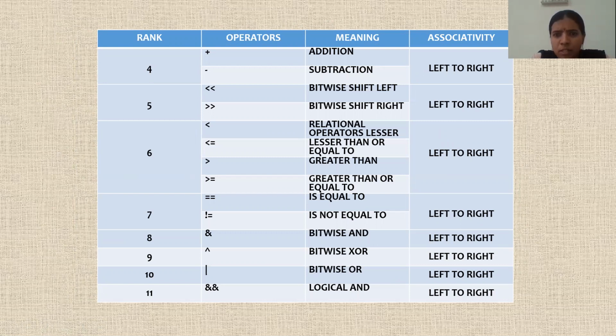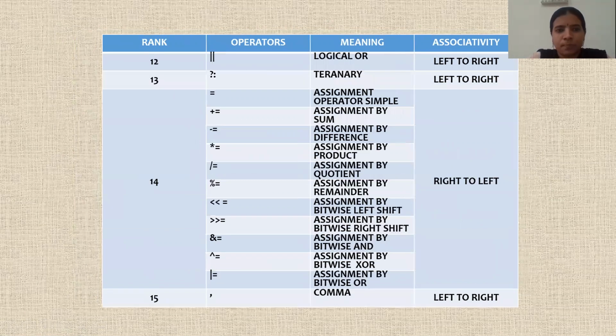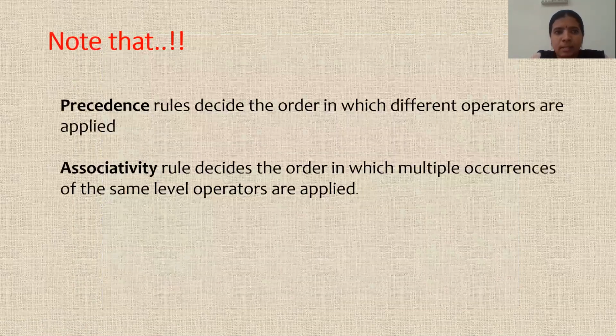I told you a question before. Suppose 2 + 3 > 5 comes, what do you do? Plus is rank 4 and greater than is rank 6. So therefore rank 4 is more powerful. So therefore you will evaluate 2 + 3 first and then compare with 5. That's how it works. So this is about the 15 rank operators. Take your time and try to learn this.